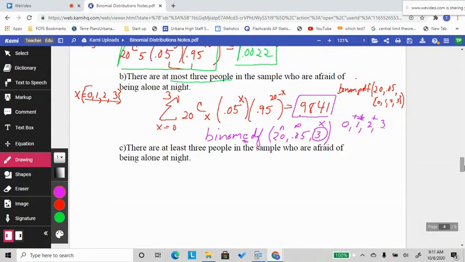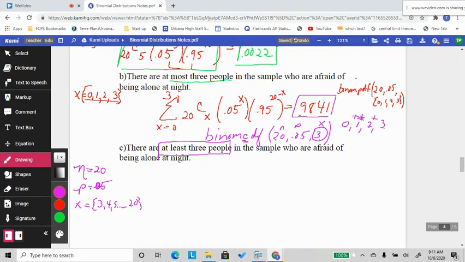Okay, now, next one. This is where it gets really confusing. There are at least 3 people in the sample who are afraid of being alone at night. So N is still 20. P is still 0.05. I'm just copying it from above. And we want at least 3. At least 3 includes 3. So our X is going to go from 3 all the way to 20. So 3, 4, dot, dot, dot, all the way to 20, and I have to add that up.